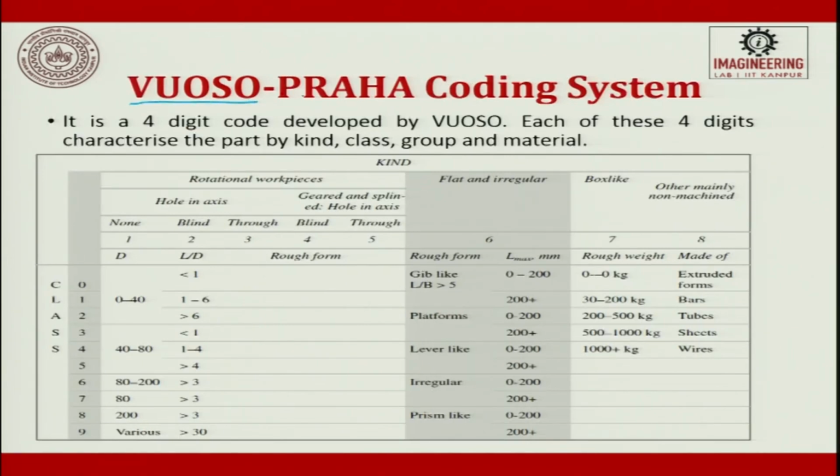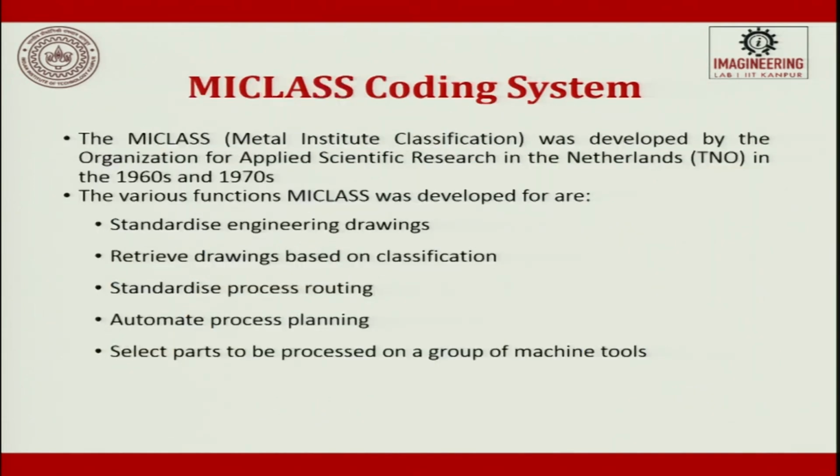It is the SwayamPrabha coding system. It has a 4 digit code developed by Osho. Each of the 4 digits characterizes the part's kind, class, group and material. So, it is another classification system, but OPTIS is quite common. You also have the MICLASS coding system. The MICLASS coding system was developed by the Metal Institute classification in the Netherlands.